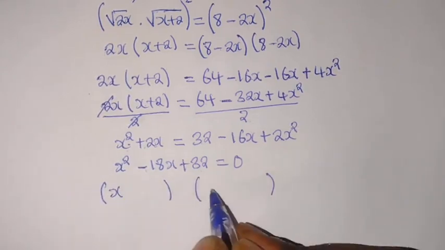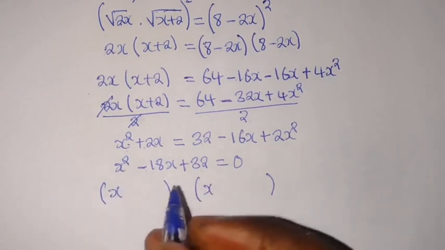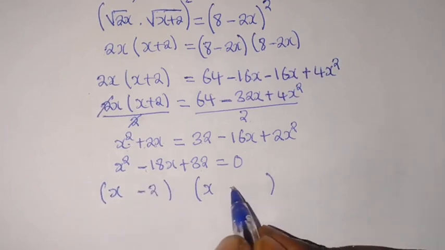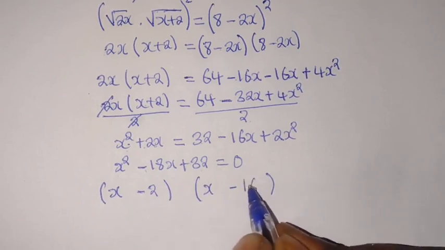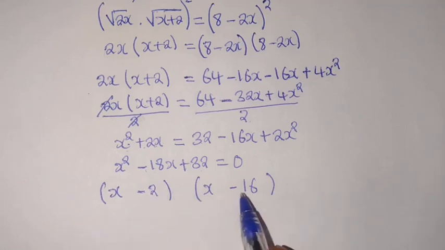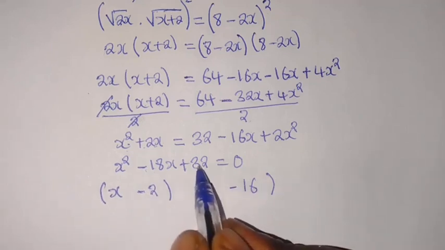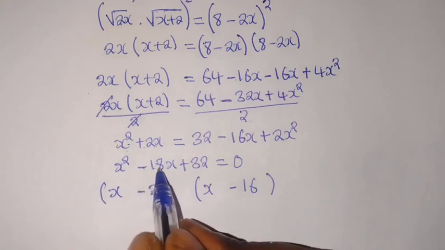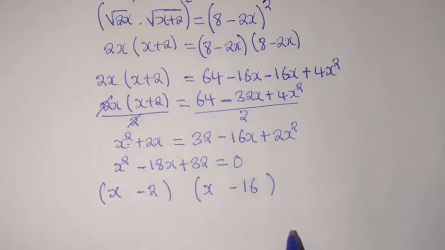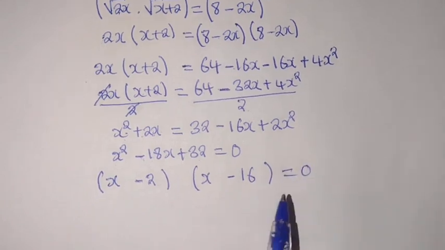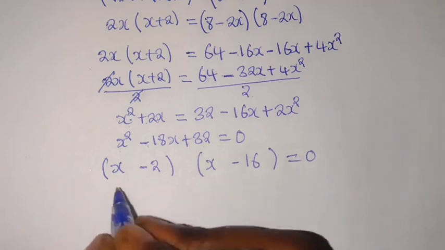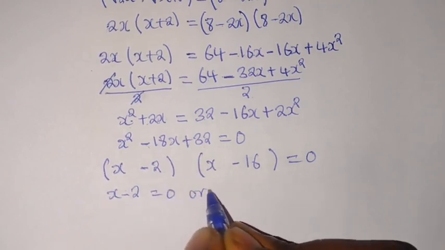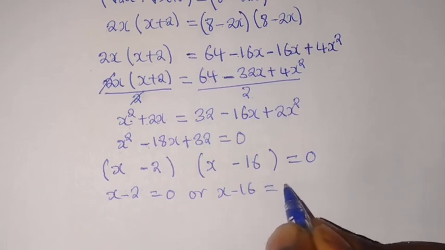Then here I'll write x, even here x, because x squared. So these two numbers, I'll say if I get negative 2 and negative 16, when I say negative 2 times negative 16 to give me positive 32, then negative 2 plus negative 16 to give us negative 18. So these are the two numbers. So we equate this equal to 0. So from here, since we want to find the value of x, we will say x minus 2 is equal to 0, or x minus 16 is equal to 0.